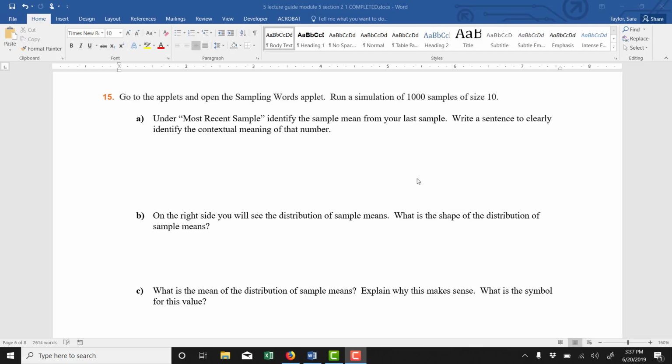This is Module 5, the final video. What we're going to do here first is open up the Rossmann Chance applet and have it simulate this sampling words experiment that we did.